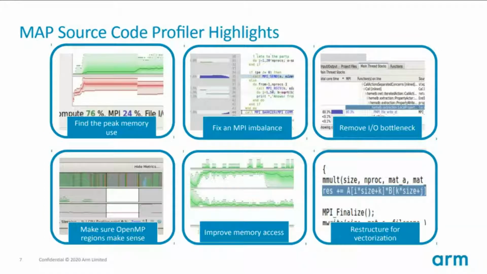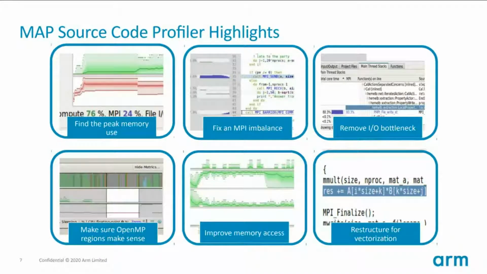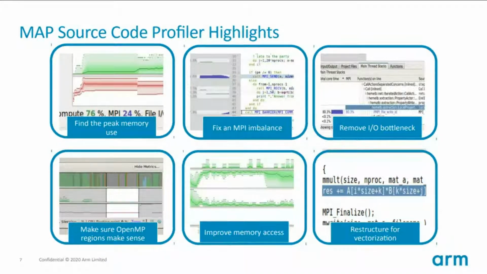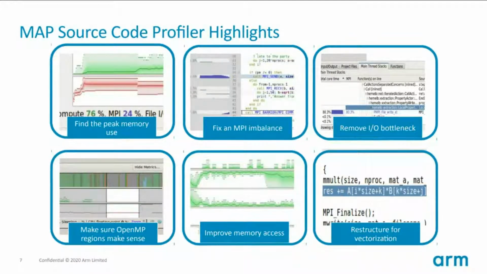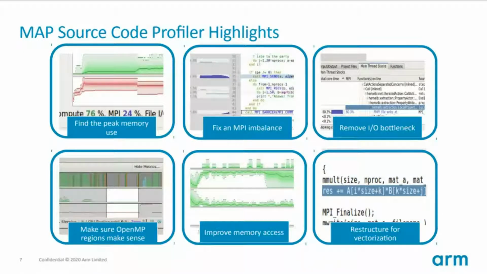So MAP. MAP is our source code profiler. Just to highlight what I feel are some of our greatest strengths and most important capabilities, and we'll go into many of these today in a hands-on. Looking at memory usage: in the tool, we'll give a chart of how memory usage changes in time, a very useful way to see that you're getting good utilization of the memory. And it's also a good debugging tool.